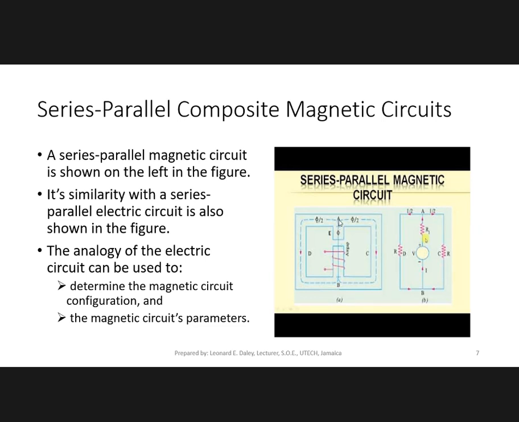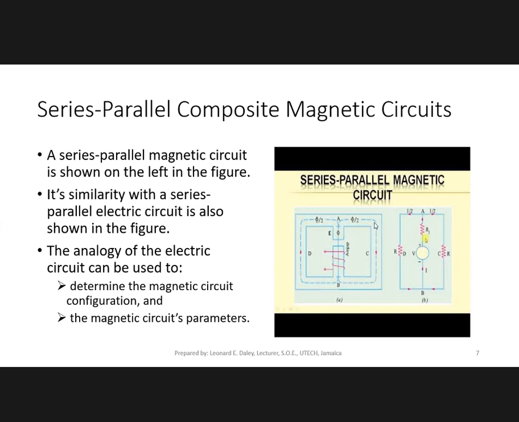When it reaches here, it divides. In this case, it divides in two because the dimensions of D and C are the same. So they have the same length and the same cross-sectional area. That's why the flux, just like our current would divide equally for equal resistances in parallel, the same thing would apply for the flux. So the flux would divide equally.